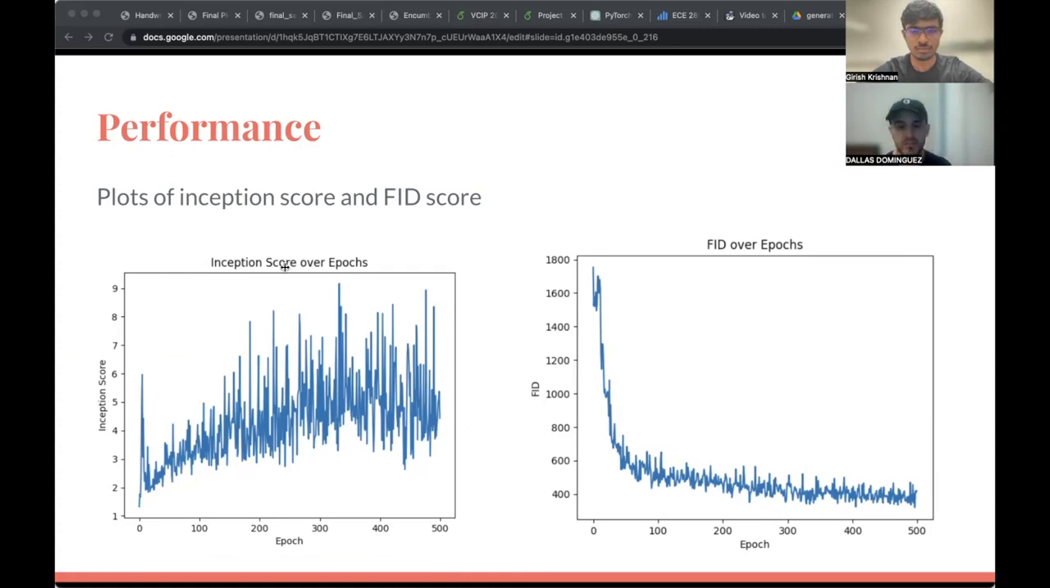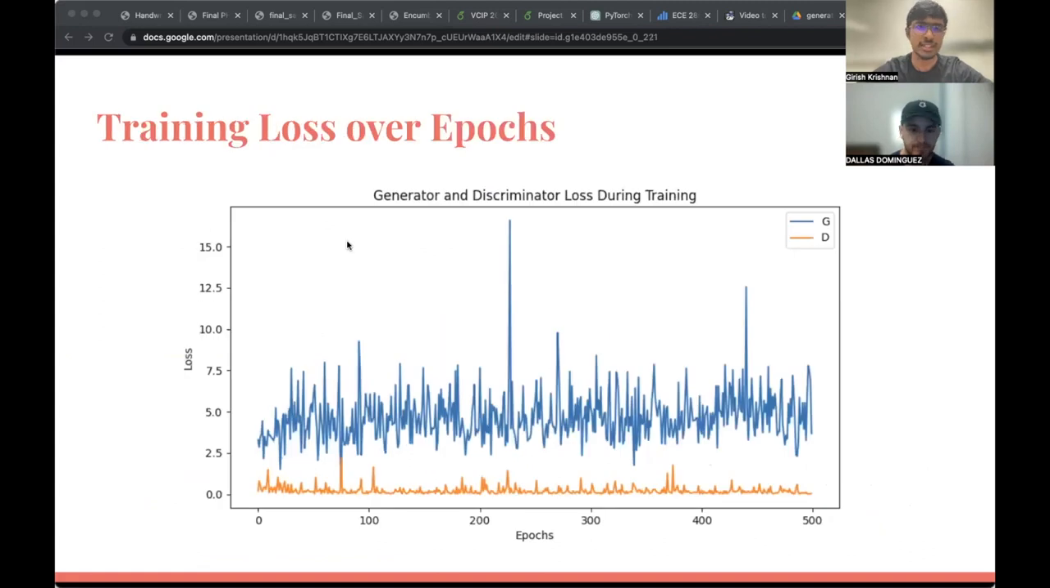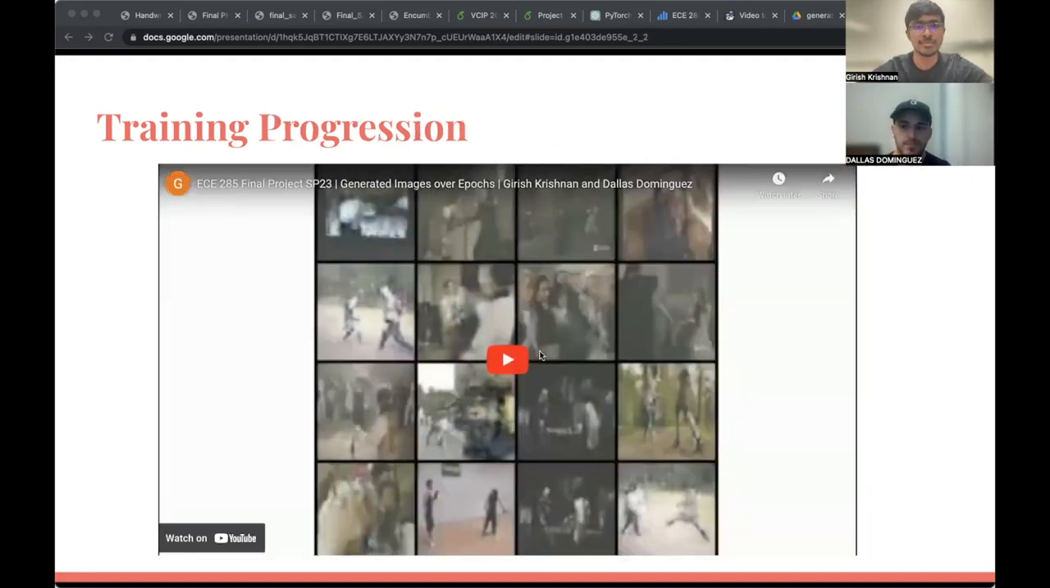On the right, we see the FID, which measures how similar the features, like mean and covariance, of the real images and the generated images are. The lower the FID score, the better the quality and the more similar the distribution. We can see that our plot lowers along the 500 epochs, which implies that we have a better FID score, so we have better performance. Now let's look at the generator and discriminator loss plotted over 500 epochs. As you can see, there are lots of fluctuations as there is constant competition between the generator and the discriminator.